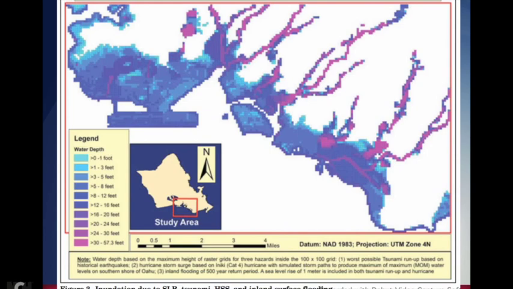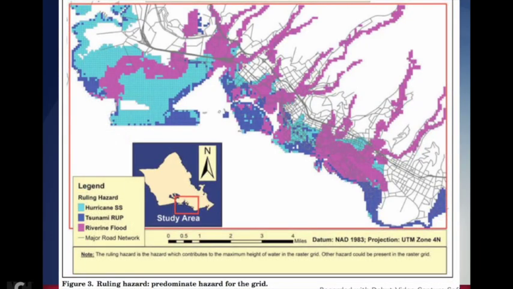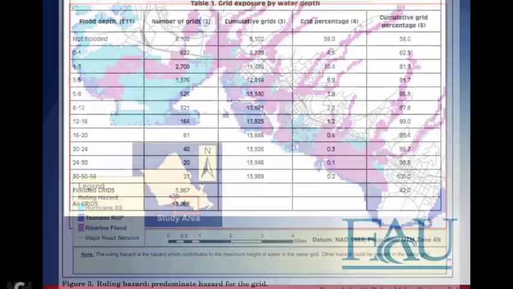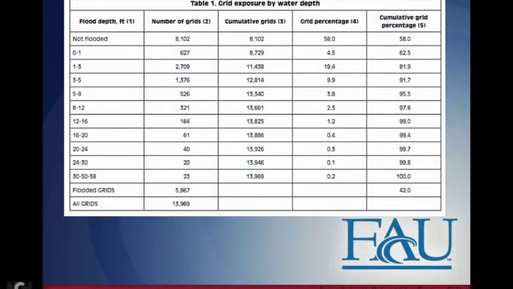And they mapped that out based on these grids that represent 100 by 100 foot grids. And they overlaid that onto the metropolitan area. And they show here in table one the exposure by water depth. So you can see that 58% of the grids are not flooded.